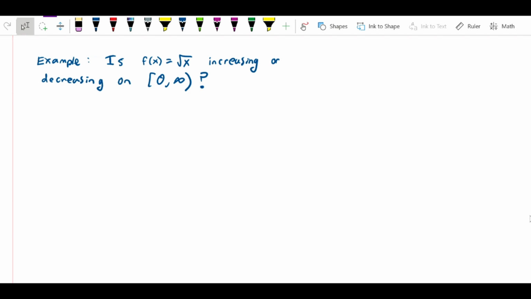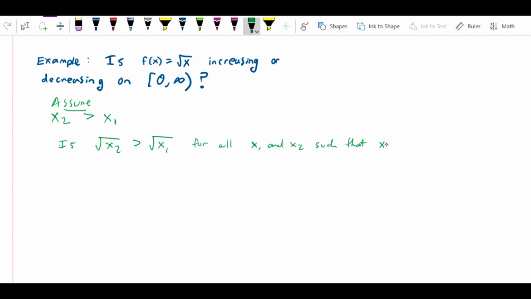So just to do a quick example here of evaluating a function for its increasing or decreasing properties. Let's ask whether the function f of x equals the square root of x is increasing or decreasing on the interval 0 to infinity. Let's simply suppose that x2 is greater than x1. We don't know what these points are, but let's just assume that's true. Now let's ask, is the square root of x2 greater than the square root of x1 for all x1 and x2 such that x2 is greater than x1?